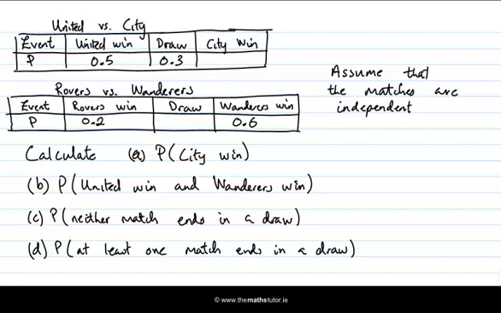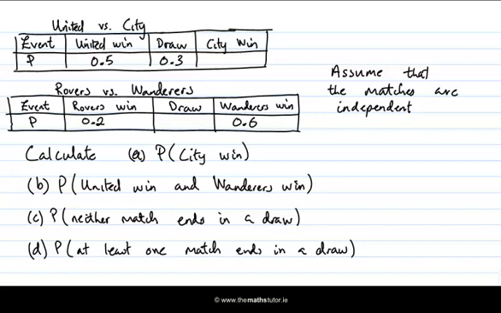And we can estimate the probabilities of various outcomes. So we estimate that the probability that United win is 0.5, the probability of a draw is 0.3. And we estimate that the probability that Rovers win is 0.2 and the probability that Wanderers win is 0.6. And there are some underlying assumptions here. The main one is that we're assuming that the matches are independent of each other, so that any event concerning the United versus City match is independent of any event concerning the Rovers versus Wanderers match.